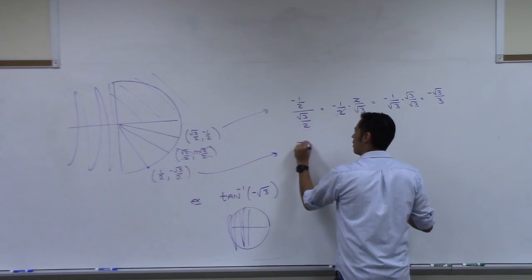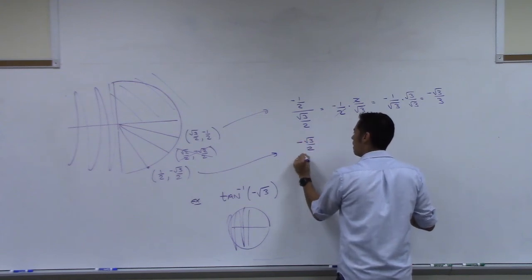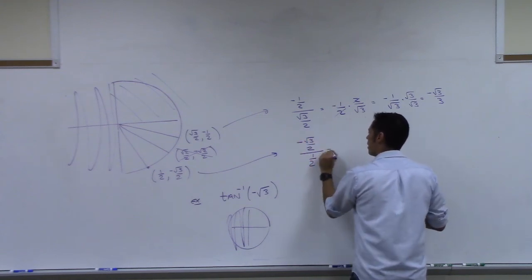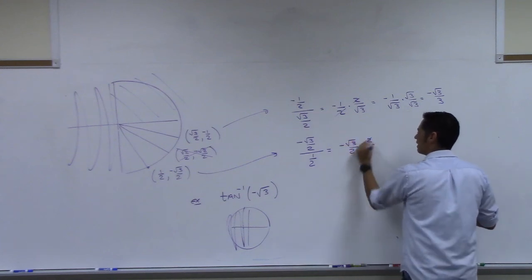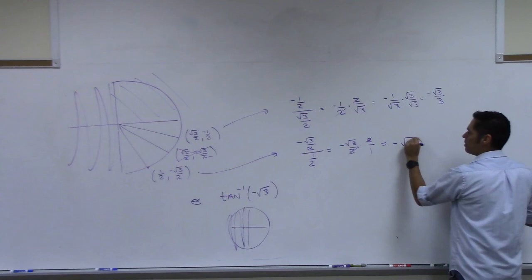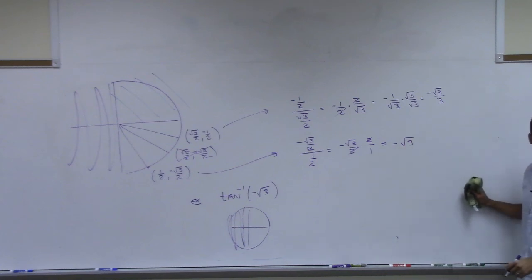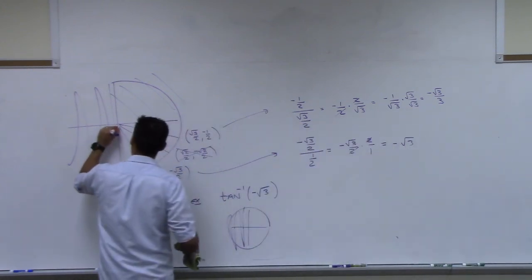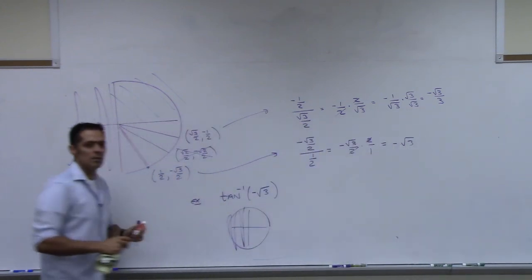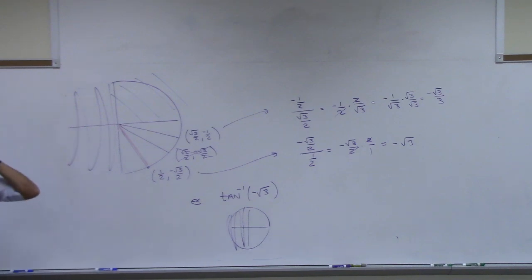Okay, so let me try this one. If I do negative root 3 over 2 over 1/2, then negative root 3 over 2 times the reciprocal, boom, it's there. That's it. That's the one. So what is my answer? This is the winner right here. What is my answer? Negative pi over 3.